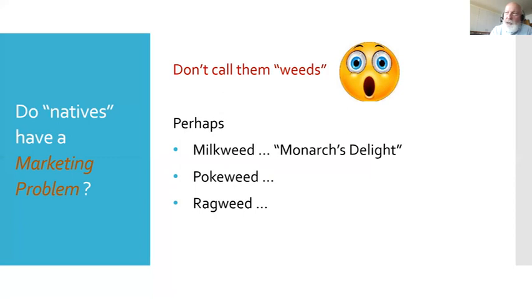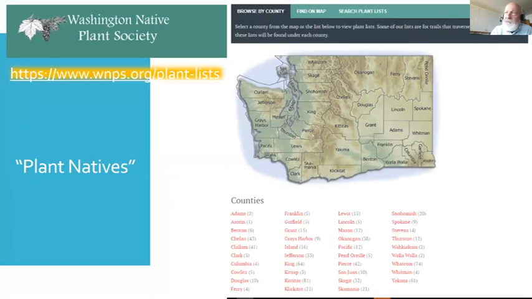If we weren't talking about milkweed or pokeweed or ragweed, we could be talking about milkweed as monarch's delight. And why is milkweed so important for the monarch butterfly? Because milkweed is the only plant that the monarch butterfly feeds on. So again, if we could just rename them, maybe we'd have a better chance.